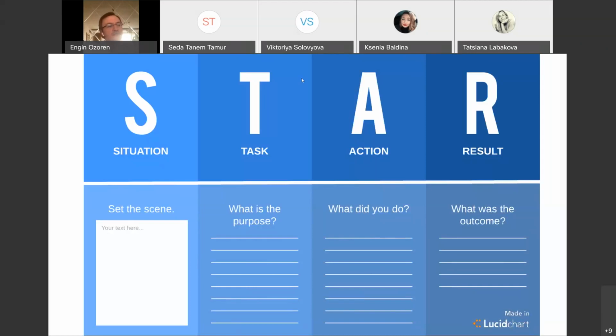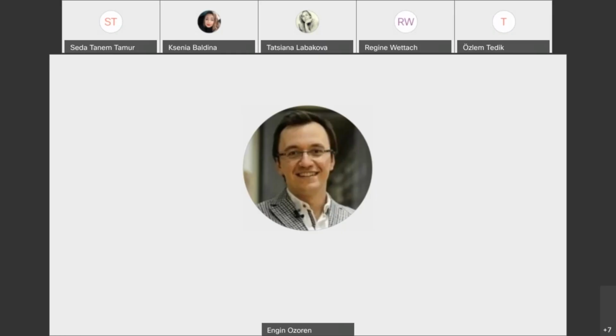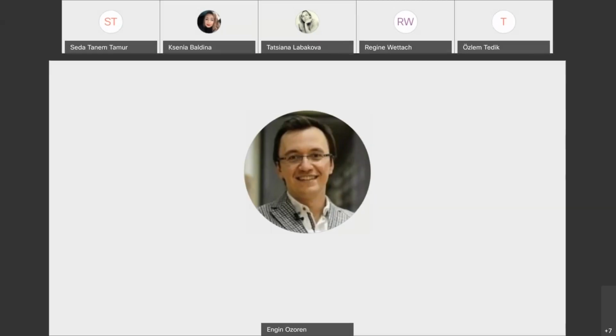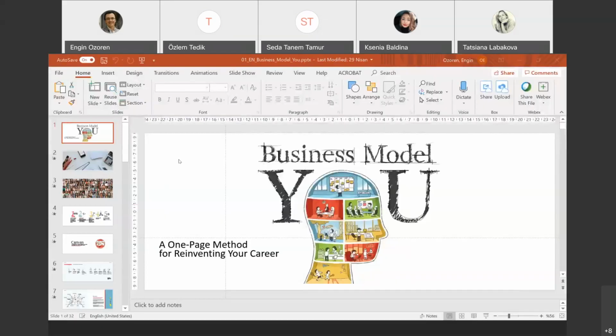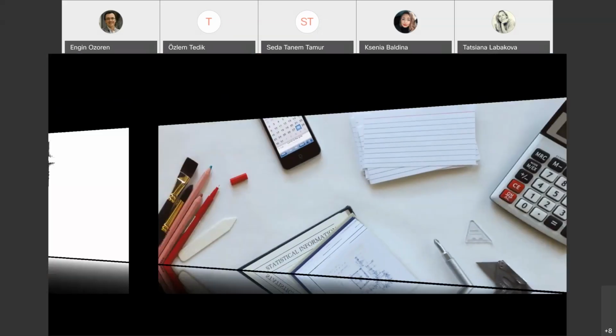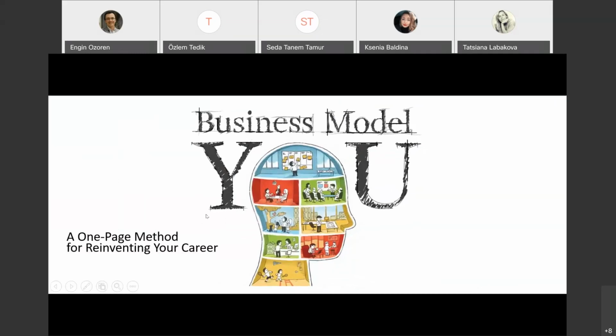So this is the last part of our program. Let's move into Business Model Canvas, the U edition, with you all and finish our session for our final project. Yes, Business Model U. Dears, Alexander Osterwalder and his friends understood that the business model is also applicable for ourselves, and they called the book Business Model You: a one-page method for reinventing your career.